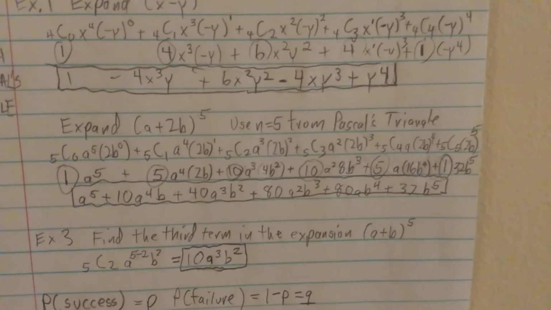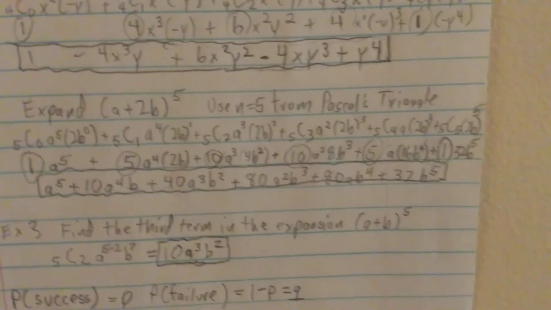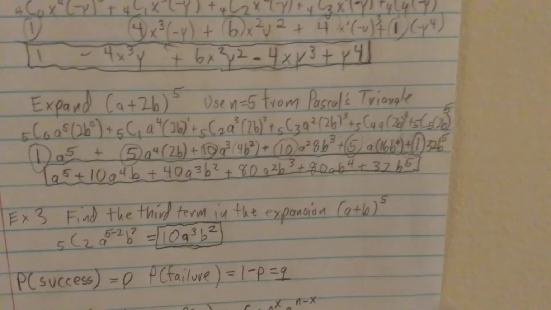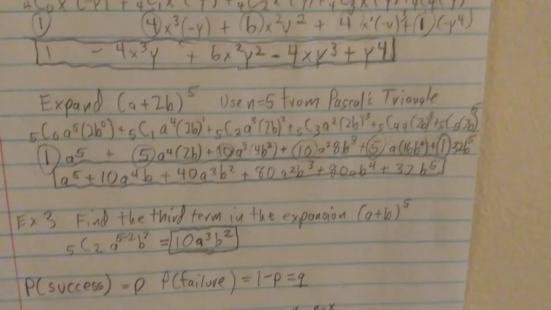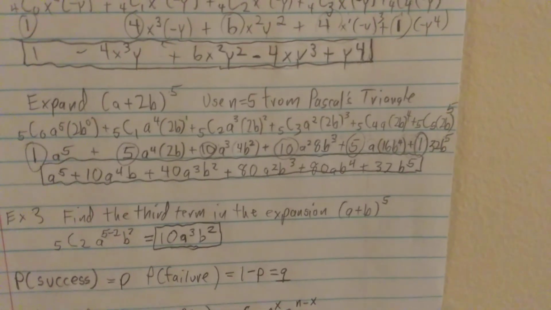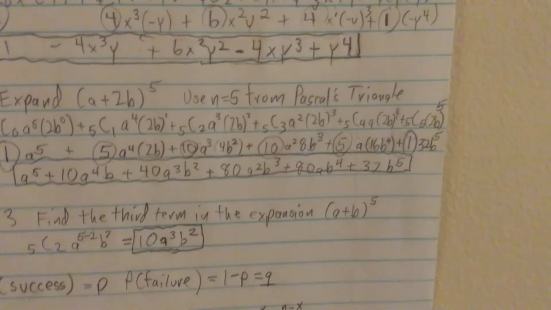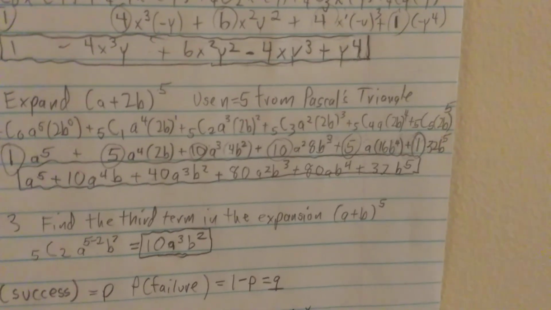Now here, for the next example, we're expanding (a + 2b)^5, so we use the n equals 5 line. Notice I have circled the 1, 5, 10, 10, 5, 1 on the line below the first line. So here we go, 5C0 a^5 (2b)^0, which is just 1 times a^5, plus 5C1 a^4 (2b)^1, which is plus 5a^4 (2b), or below 10a^4 b.